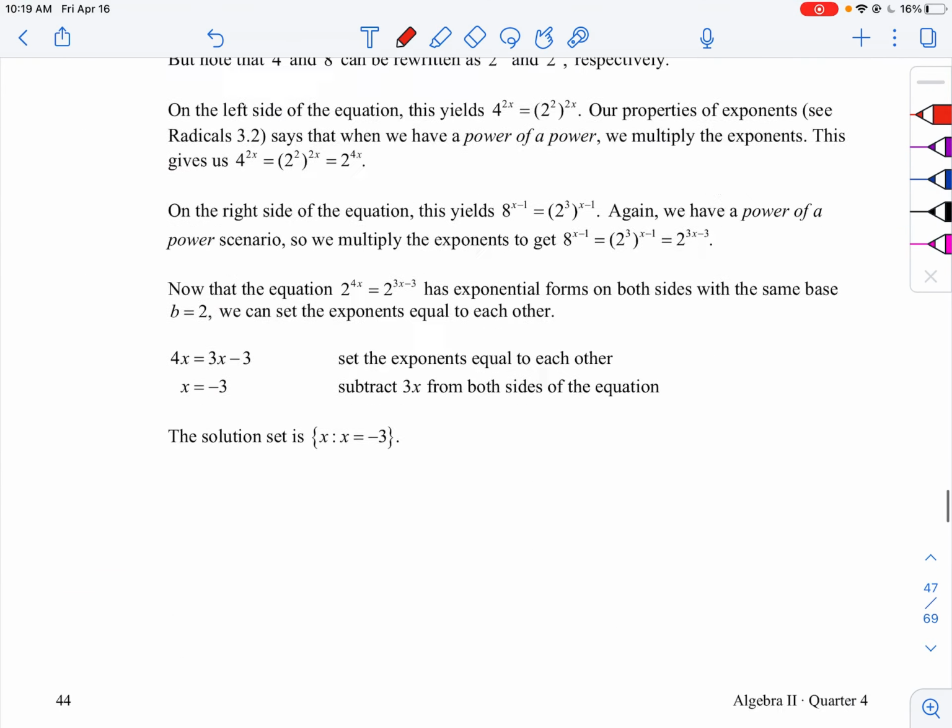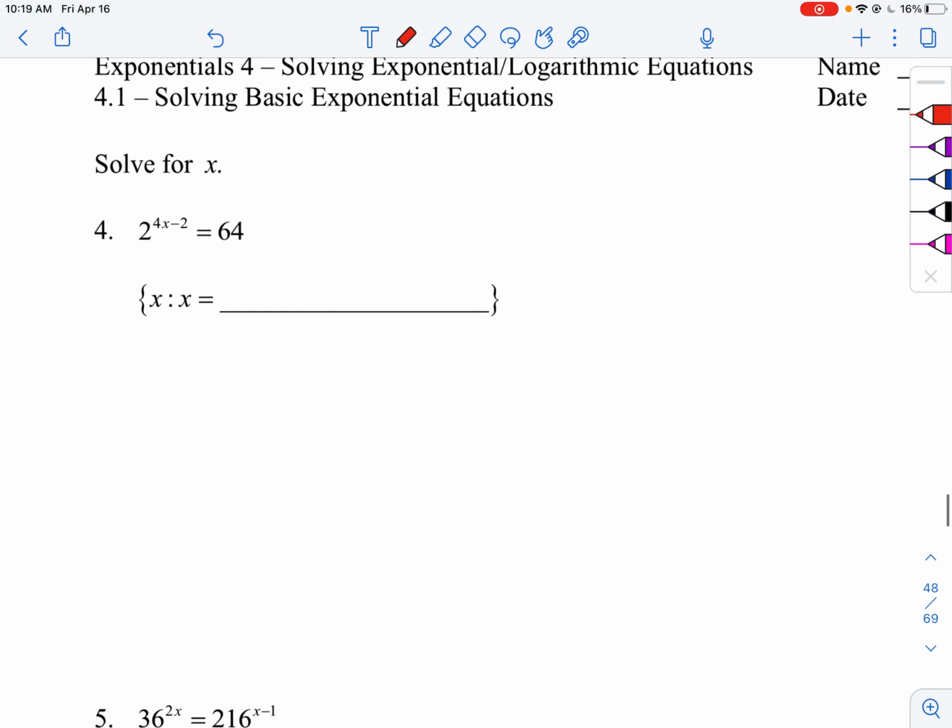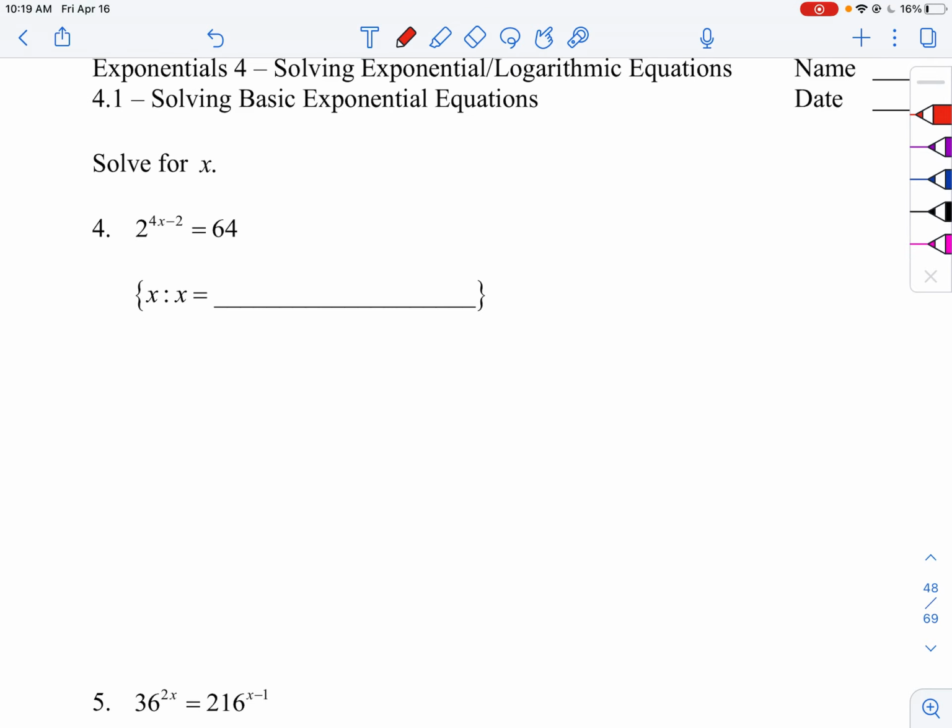Okay, moving on. We have number 4. 2 to the power of 4x minus 2 equals 64. We have here a base of 2 and a base of 64. So they are not equal to each other. Our job is to make them equal to each other first. So how do we do that? We're going to rewrite 64 into an exponential form.